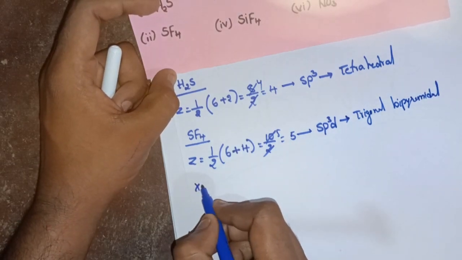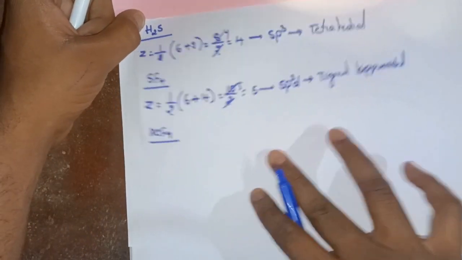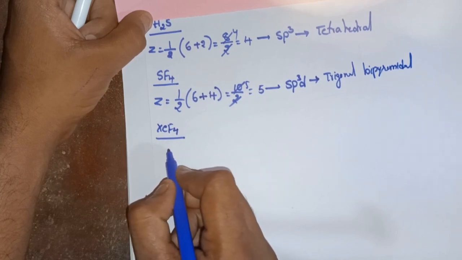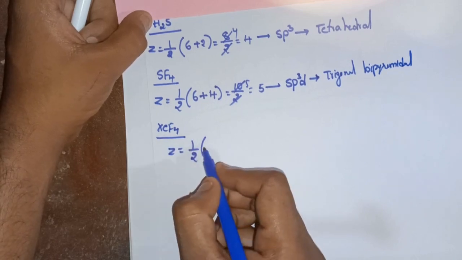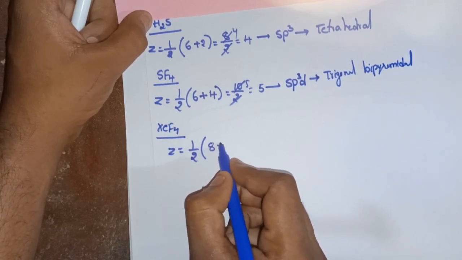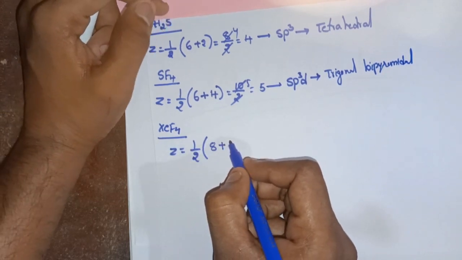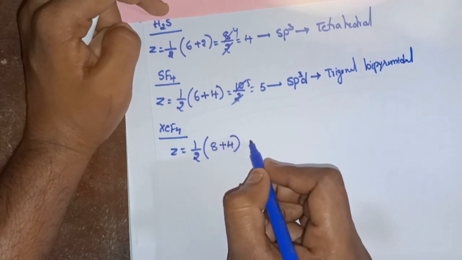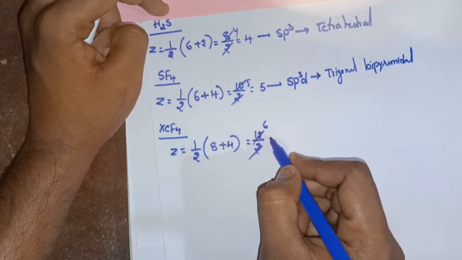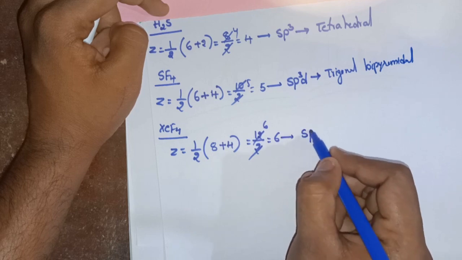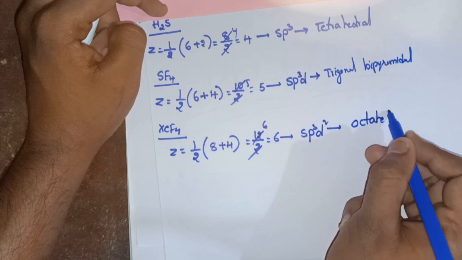Let's see for xenon tetrafluoride. Z is equal to half into the number of valence electrons on xenon, 8, plus there are no positive and negative charges, so we have to add fluorine as a monovalent atom. So the fluorine atoms are 4. That is 12 by 2. There you get 6. 6 shows sp3d2. Its structure is octahedral.